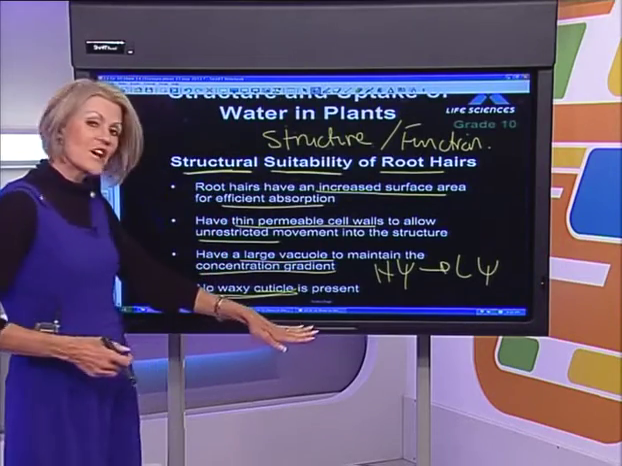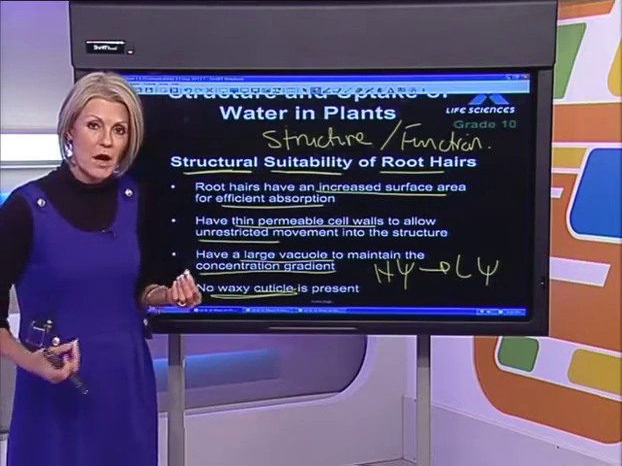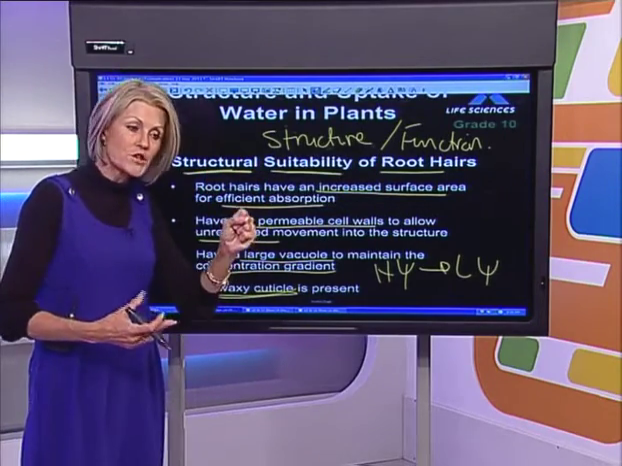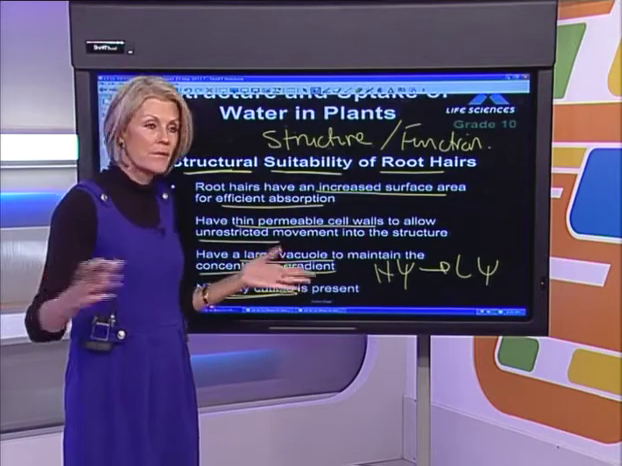So for structure versus function, this can be anything, either 4 marks or even 8 marks, because 1 mark for the structure, 1 mark for what it does. 8 marks in the bag.